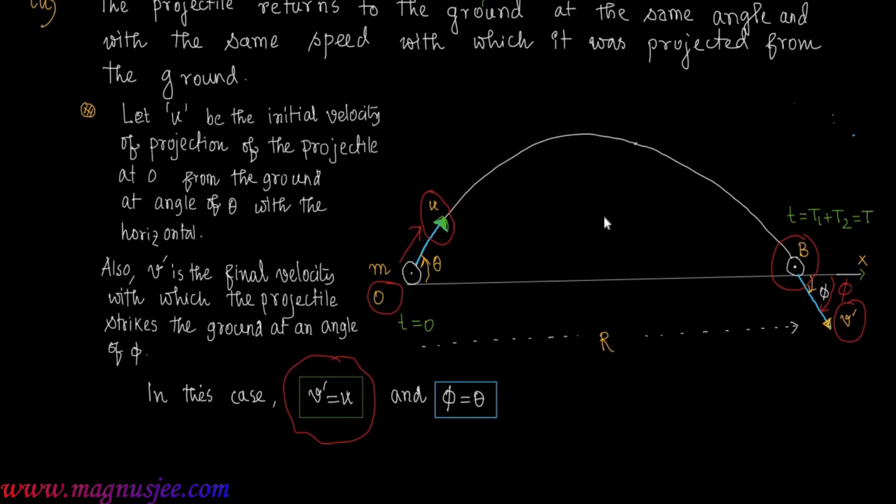Also, phi is the angle with which the projectile strikes the ground with the horizontal, and theta is the angle with which the projectile was thrown from the point O. Here phi will be equal to theta. That is, the angle with which the projectile strikes the ground will be equal to the angle with which it was thrown from the ground. That means phi is equal to theta.